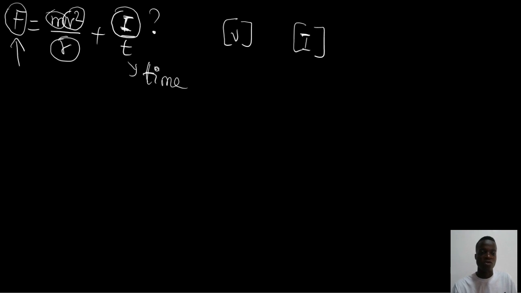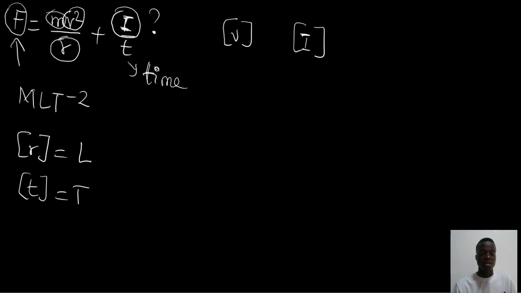And remember, let me give you a last clue. The dimensional expression of force is MLT to the power negative 2. And R is distance, so the dimension of R is going to be L. The dimension of time is going to be T. And the dimension of mass is going to be capital M. So you use this to actually solve for the V and the I.